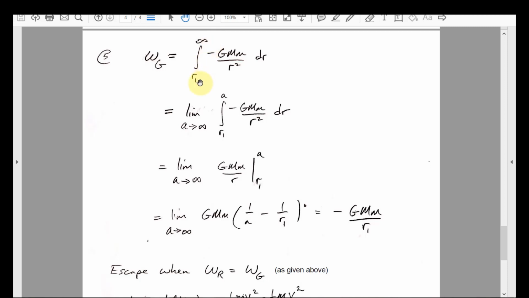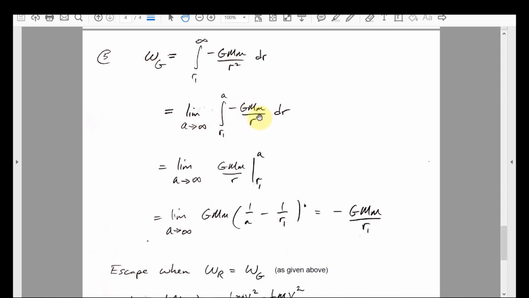So the work done is this continuous sum of the force added up over all of that distance. So this is the force due to gravity, with the negative to indicate direction, along the distance measured by r. And so this is an improper integral. So what I'll do is I'll just say to integrate from r1 to some arbitrary point a, I can compute this integral, and then I'll take a limit as a goes to infinity.